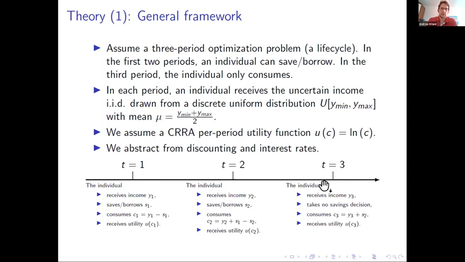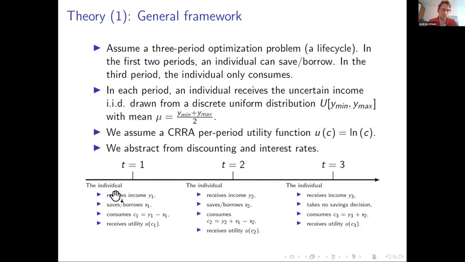We have a 3-period optimization problem, which is a life cycle. In the first 2 periods, the individual can save or borrow. And in the 3rd period, the individual only consumes and does not take an active decision. We need that in macro terms to close the model. And I will just show you what's going on here.